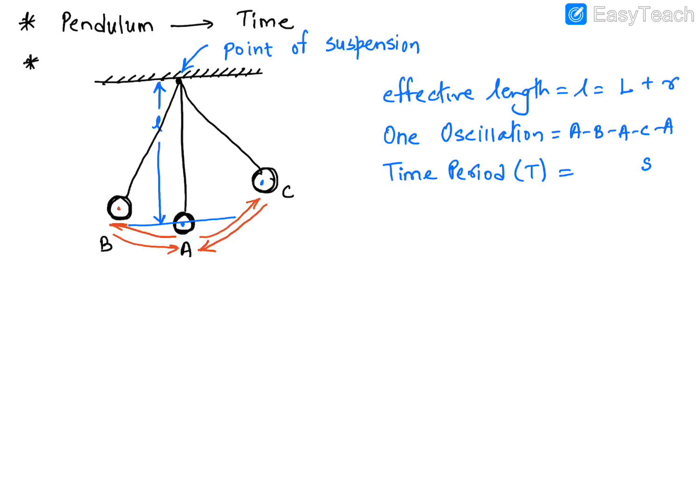Now, what is a time period? It is the time required for one complete oscillation. Meaning, when the bob was moving from, say, the point A here, going from A to B, back to A, to C, and then back to A. The time which it took in all is called the time period. So, time period is the time required to make one complete oscillation.